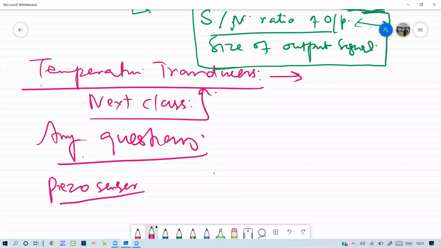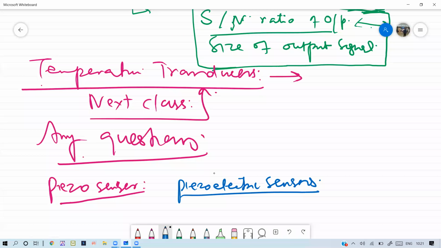Okay, piezo is actually, we will discuss those piezoelectric sensors. These are called piezoelectric sensors, where you give some electrical input and you see the change in the dimension of a material.